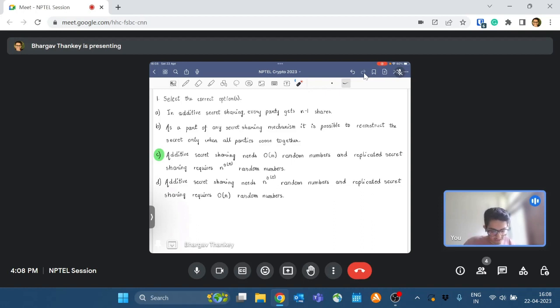About option D: additive secret sharing requires n to the order t random numbers, and replicated secret sharing requires order n random numbers. If option C is true, then replicated secret sharing requires n to the order t random numbers, which is more than order n. So if this part of option C is true, then this part of option D can't be true. We have seen that A and B are false, and that D is false if C is true. Now let's see why C is true.